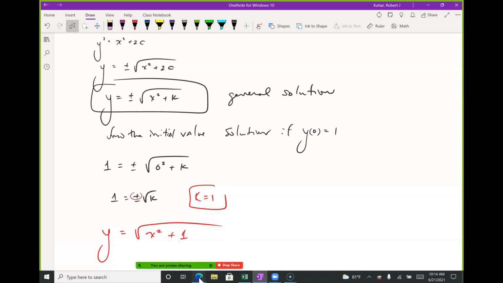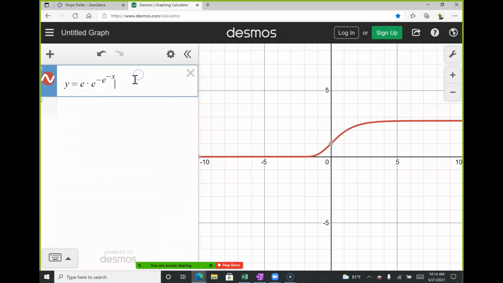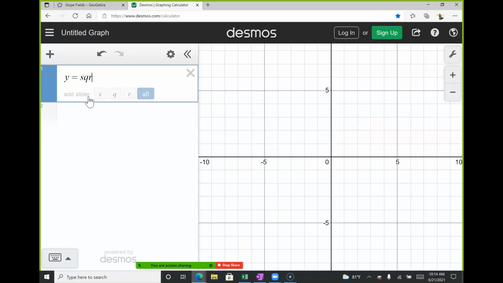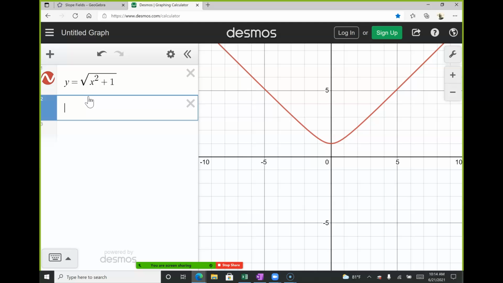I think so. So let's go now, not to slope fields, but to our Desmos, and graph that solution I got. What was that? Square root of x squared plus 1. And there it is. There could be some confusion with the pluses and minuses, but once you start graphing things, you'll be convinced with what you have. Not bad, right? Am I right?